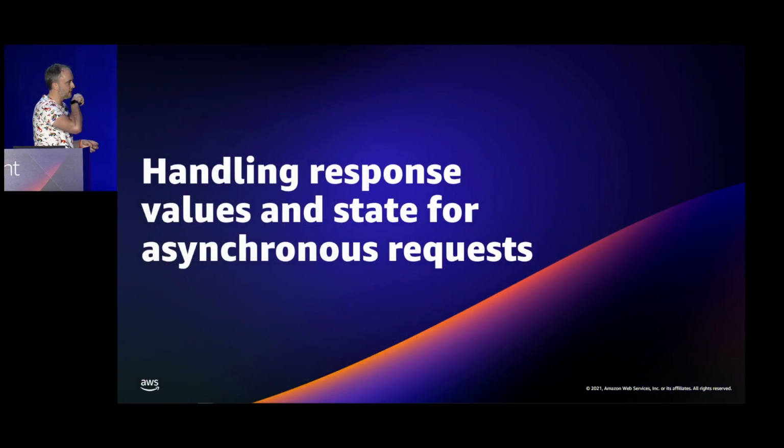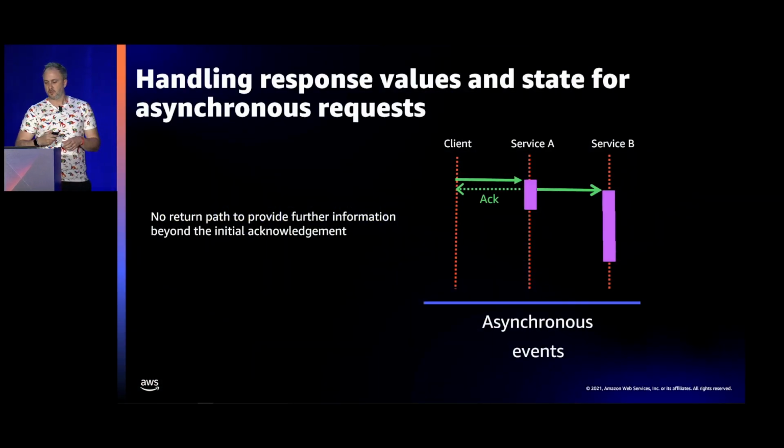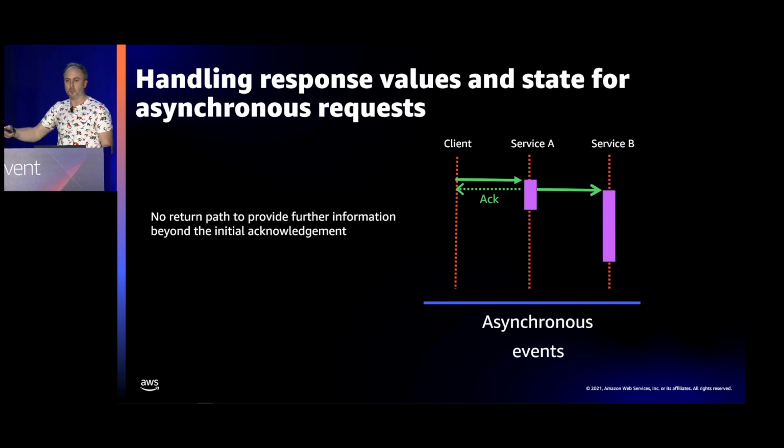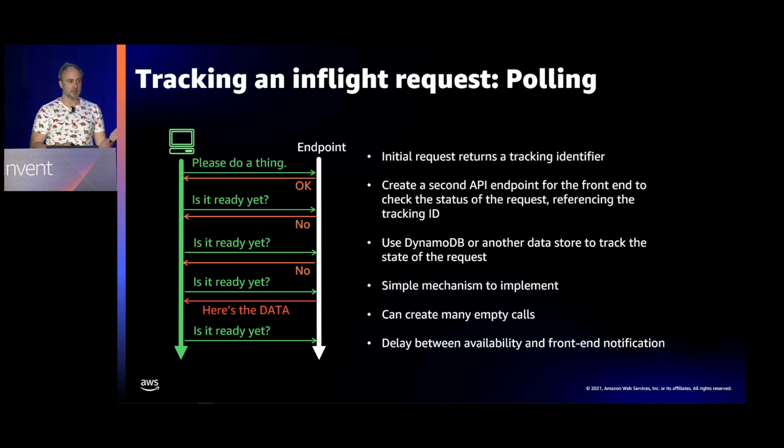So this is the next challenge, I think, with using asynchronous workloads in web apps, is that you need a way of handling response values and state for those asynchronous requests. Remember this animation. There's no path to find out when this particular task is finished or what point it's at, right? There's nothing obvious to know how to find out the update of this particular task. There's a couple of ways of dealing with this. One way is by using something called polling.